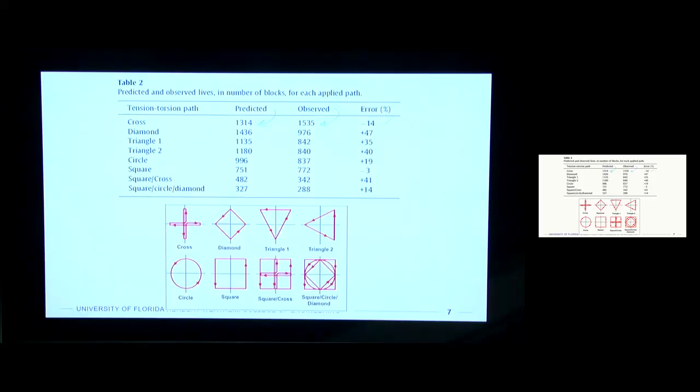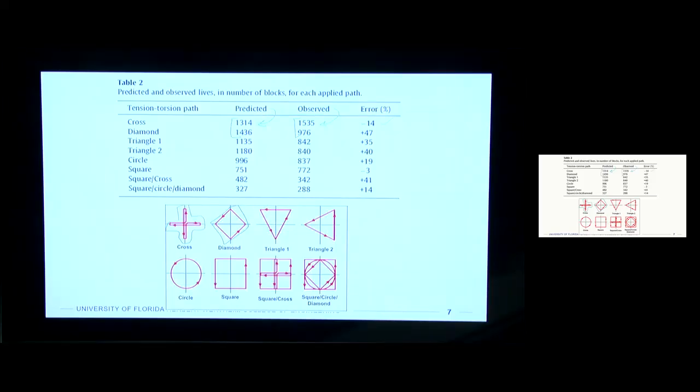the cross pattern here that they made, they predicted that would have almost the same and long life, just like the diamond shape here, of 13 or 1400 blocks. And then they observed that the cross pattern could withstand 1500 and the diamond pattern about 1000. And so they were in the correct order of magnitude with errors of the cross pattern of 14% and the diamond pattern of almost 50%.